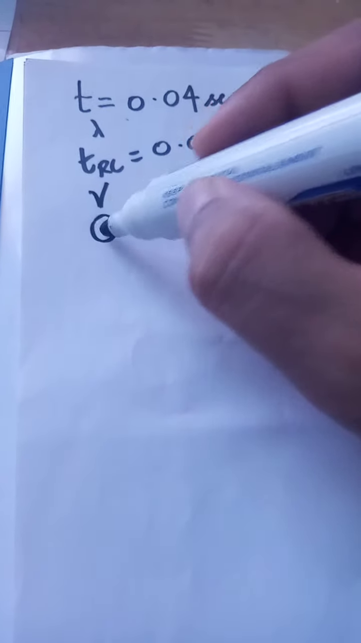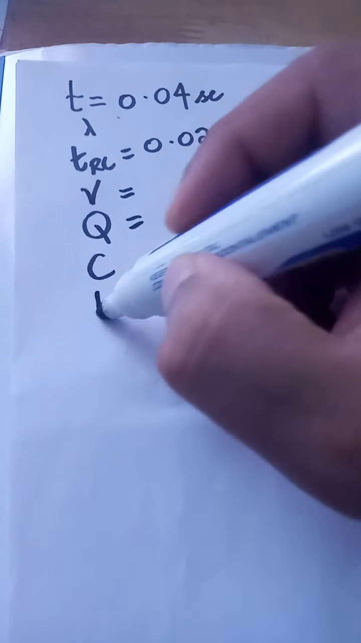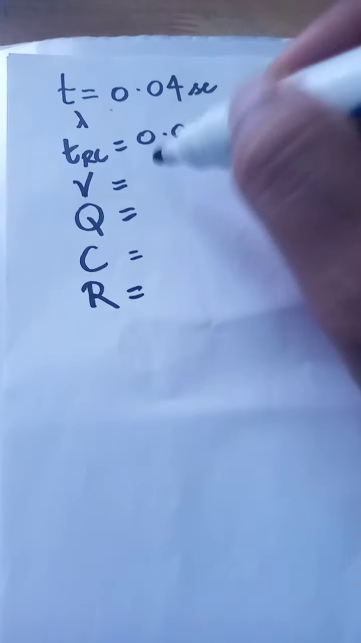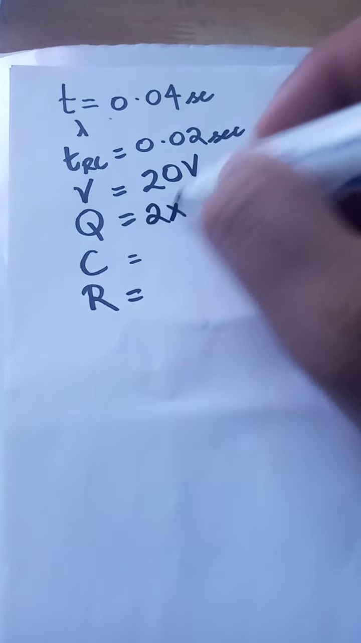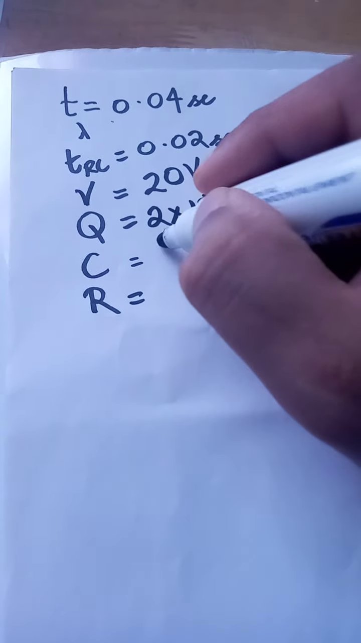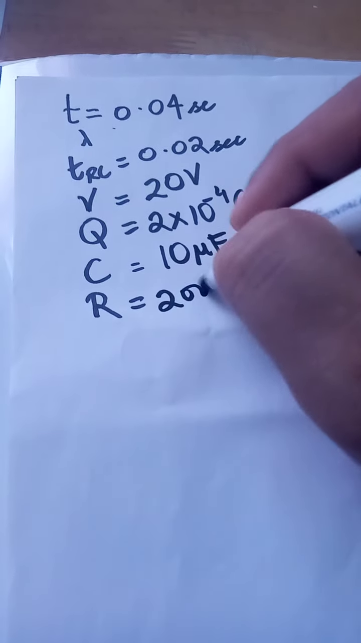Okay, so now I'd like to spice it up a little bit, and if I said that the time taken for one wave cycle of the charge was 0.04 seconds, and the time constant was 0.2 seconds, and the voltage and the charge and the capacitance and the resistance was as above, which is 20 volts, and then it's 2 times 10 to the minus 4 coulombs. Capacitance is 10 microfarads. Resistance is 2 kilo ohms.